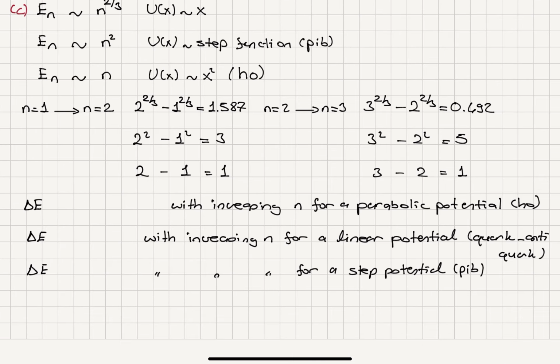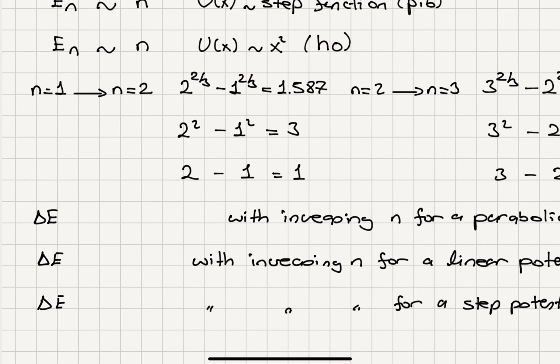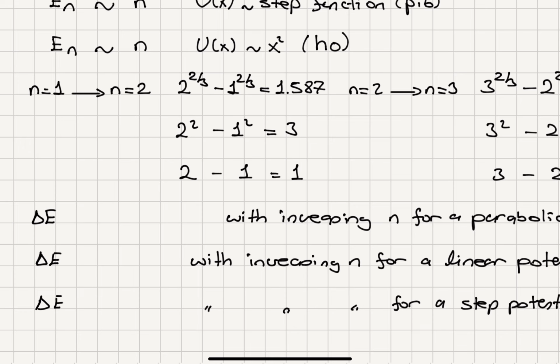So, what do we observe? The difference in the energy levels does not change for increasing n for a parabolic potential. For this case, harmonic oscillator, the separation between energy levels is a constant. It doesn't change with increasing value of n.